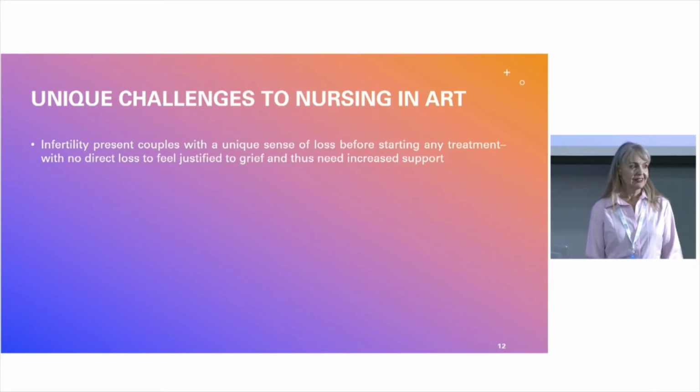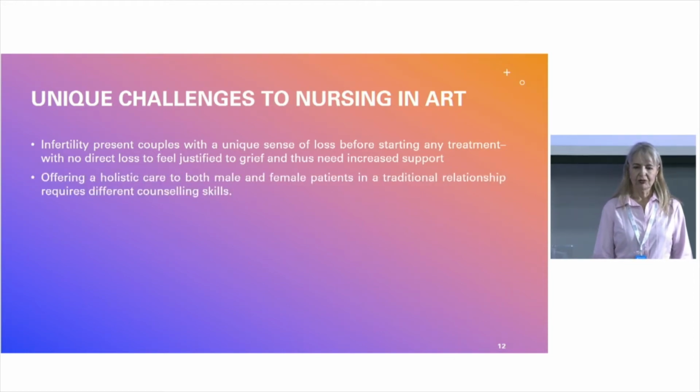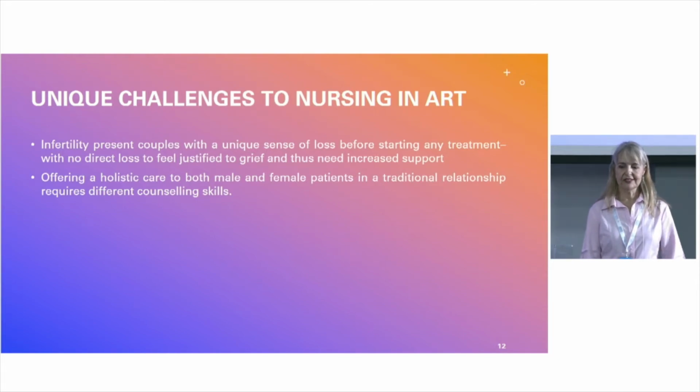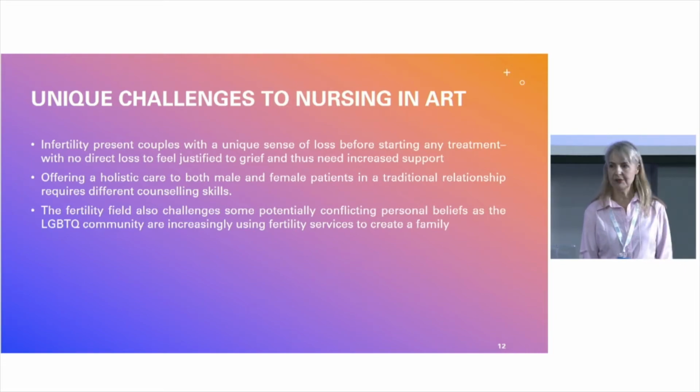So infertility patients, getting to us is already painful. They need that support. It's not somebody that is in a healthy spot. They're already in an unhealthy spot. So we need to offer holistic care to both male and female patients in traditional relationships. We all know about Venus and Mars, different strokes for different folks, and we need to be aware of that. The fertility field also challenges some potentially conflicting personal beliefs. LGBTQ, we're here, we can help you, but we need to be in a good spot to help everybody and not to cause harm to anybody.